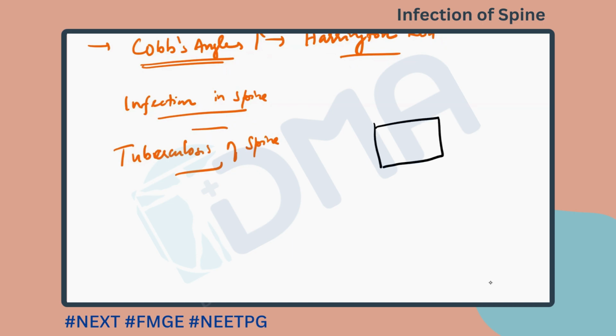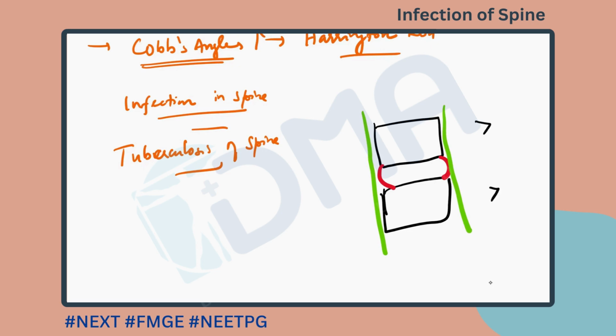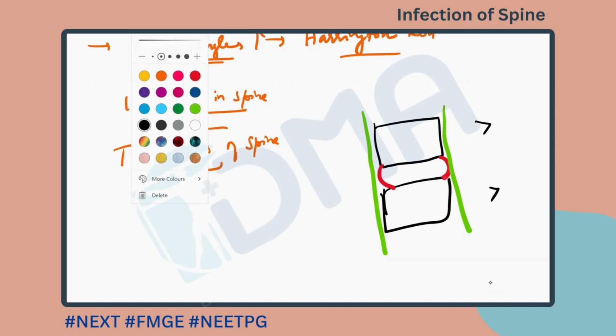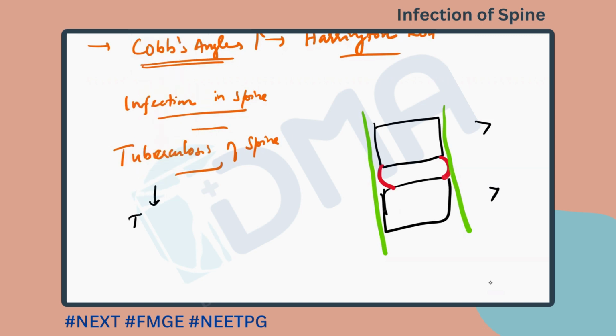See, this is the vertebra. You get a disc here called the intervertebral disc. You get a ligament here called anterior longitudinal ligament, posterior longitudinal ligament, and you get the spinous processes posteriorly. Normally, when TB spine occurs, TB spine commonly affects the thoracolumbar junction. Thoracolumbar region is the region which is commonly affected by TB.